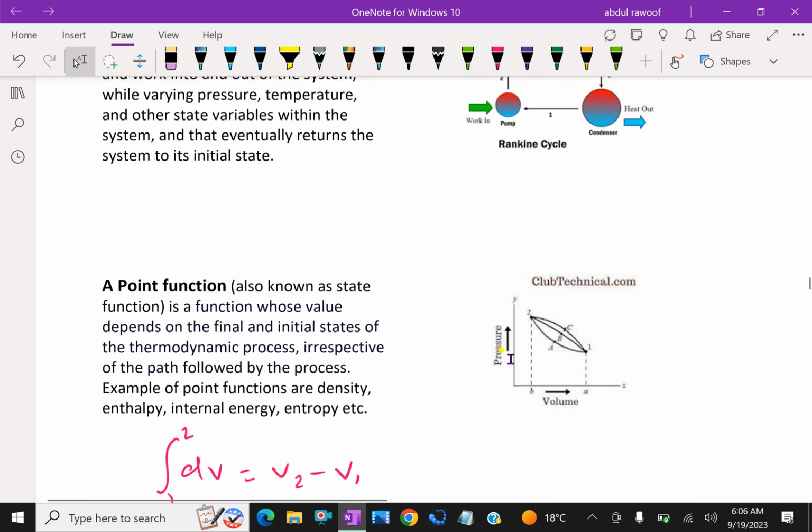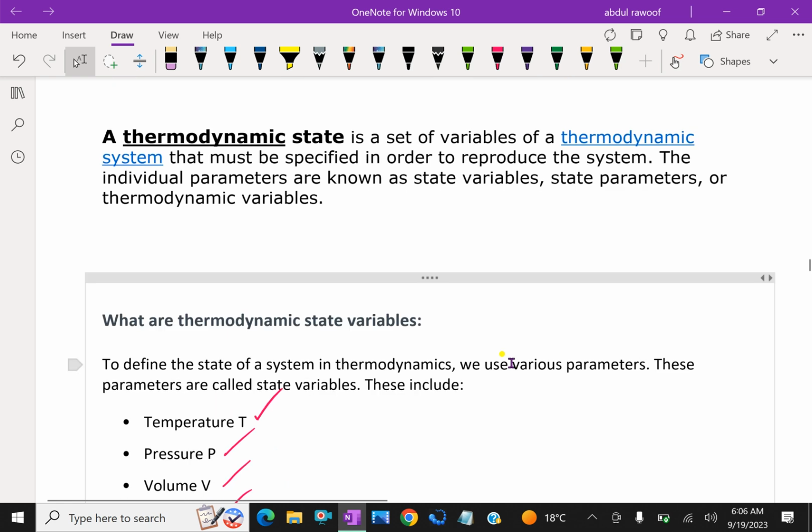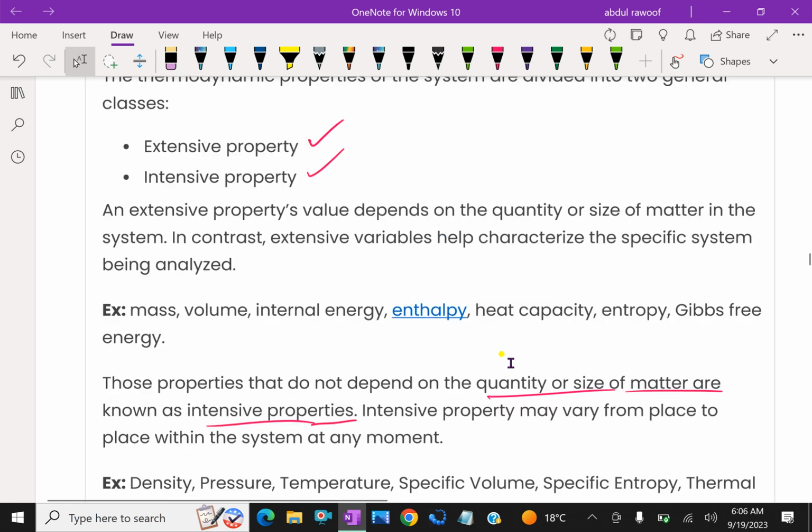So far we discussed the terms regarding thermodynamic state, equilibrium, functions and properties.